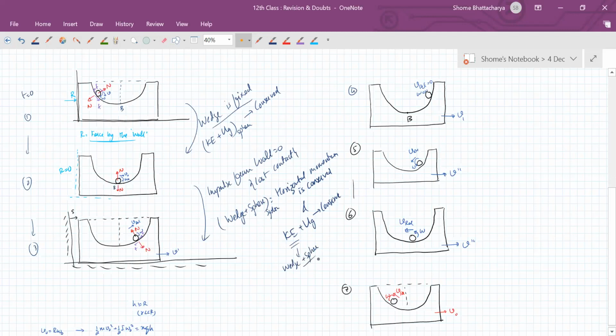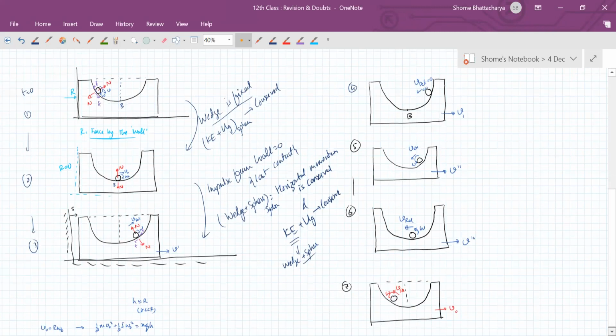Okay. And all the time it is rolling friction which is acting, so there is no slipping at the point of contact. So there is no energy dissipated by the rolling friction.